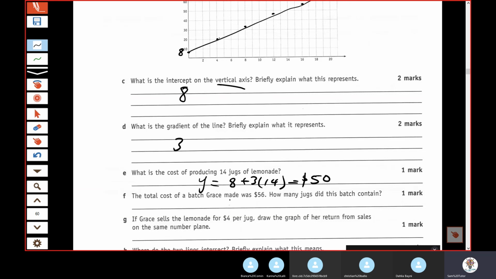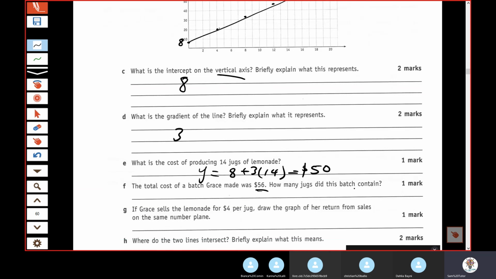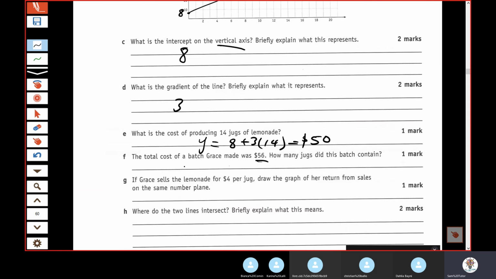What's the total cost of a batch Grace made? Sorry, the total cost of a batch Grace made was 56. How many jugs does she contain? Well, that means you've got to do it backwards. So 56 equals 8 plus 3x. 56 take away 8 is what? 48. And then divide by 3. x equals 16. Good work.